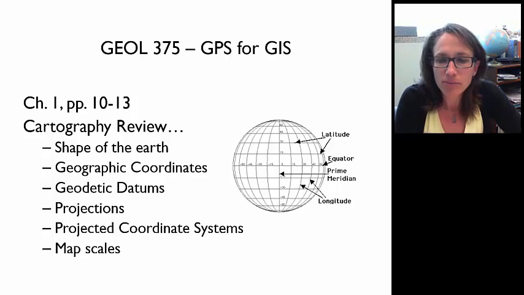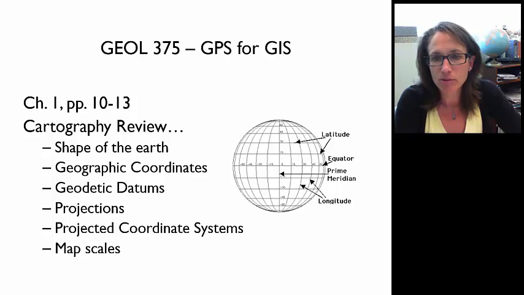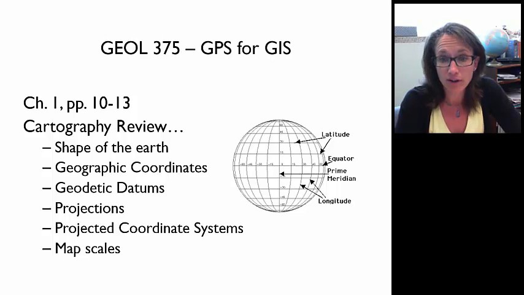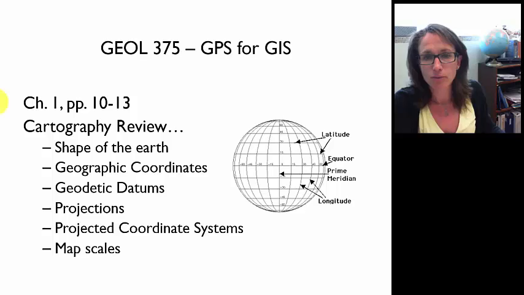Hi class, so before we get going in with our GPS data collection and learning more about GPS, we need to review some basics from your cartography course. And what we're going to talk about today are the shape of the Earth. We'll go through review of geographic coordinates, geodetic datums, projections, projected coordinate systems, and then a little bit about map scales. And if you want to follow in your textbook, there's a little bit of reading, chapter 1, pages 10 through 13.